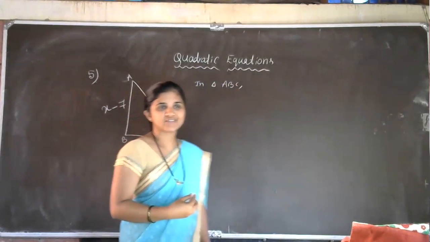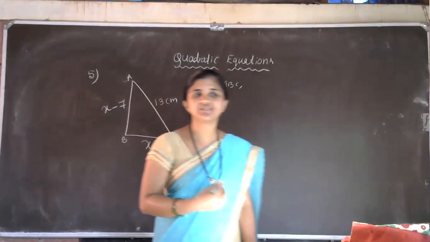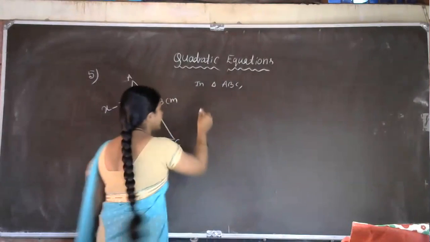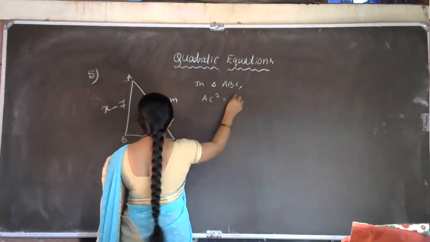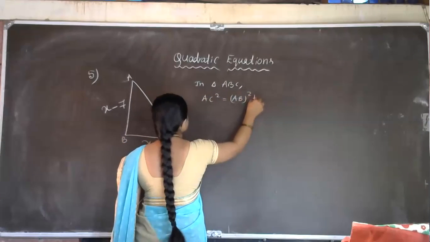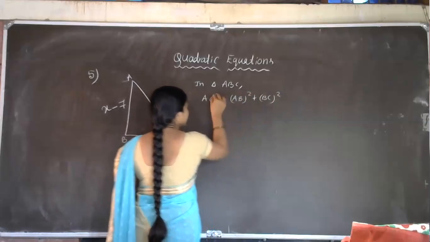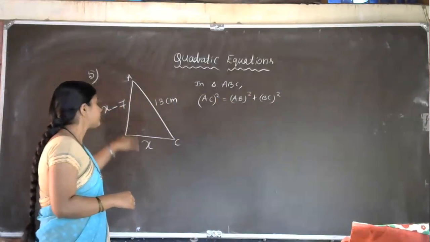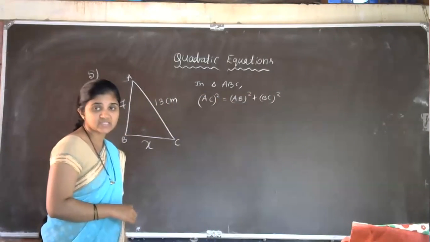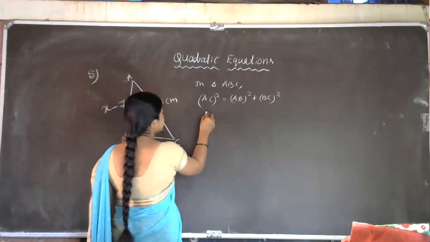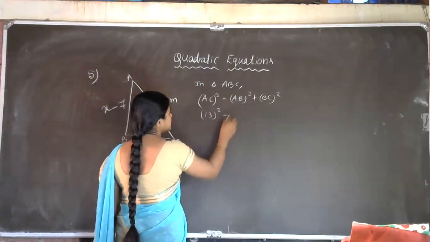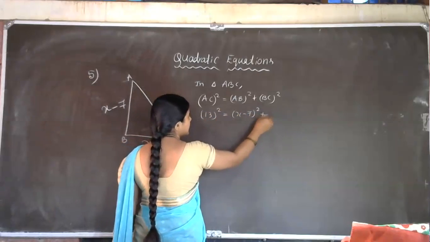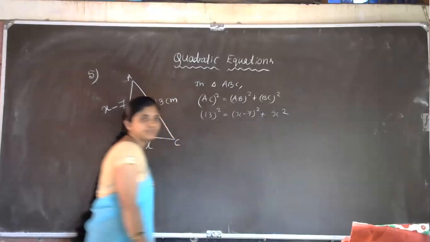According to Pythagoras theorem, the square on the hypotenuse is equal to the sum of the squares of the other two sides. Then AC square is equal to AB square plus BC square. Correct, no? AC is the hypotenuse. Hypotenuse square is equal to the sum of the squares of the other two sides. Got the idea? Now AC square is 13 square, which is equal to AB, that is (x minus 7) whole square, plus BC, that is x square.